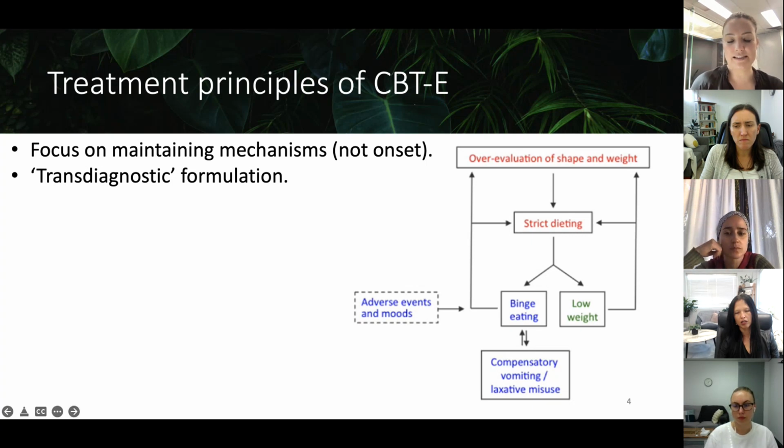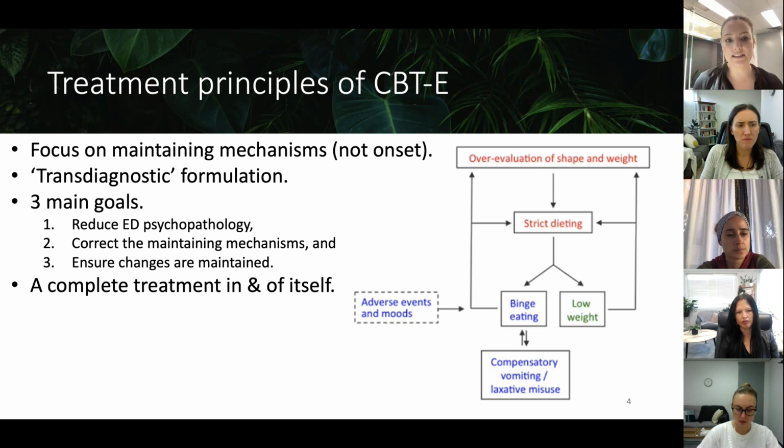Then that either goes down the green pathway and ends up in a low weight, which maintains the dieting and the focus on weight, or it leads to binge eating, either binge eating on its own or binge eating and compensatory behaviours. But at their essence, they all share this overvaluation of the control of eating and weight, and attempts at strict dieting in an effort to lose or maintain their weight.